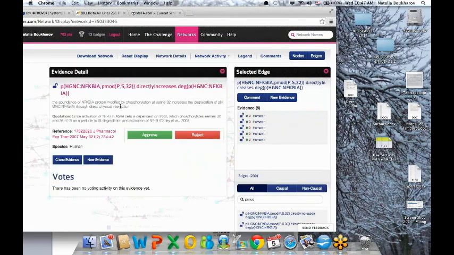Okay. Here's an example. I opened it on my computer. It says that NF-kappa BIA protein modification phosphorylation 332 directly increases degradation of NF-kappa BIA. Basically what it means is that when NF-kappa BIA is phosphorylated on serine 32, it then degrades. So you can construct a statement like that.